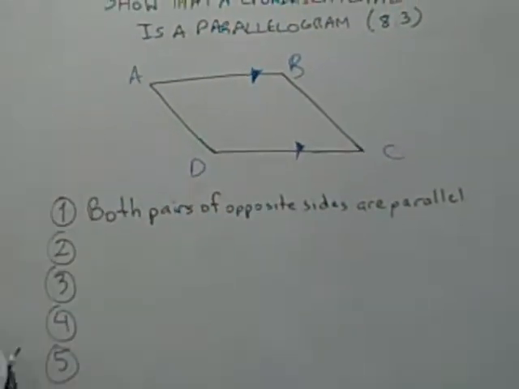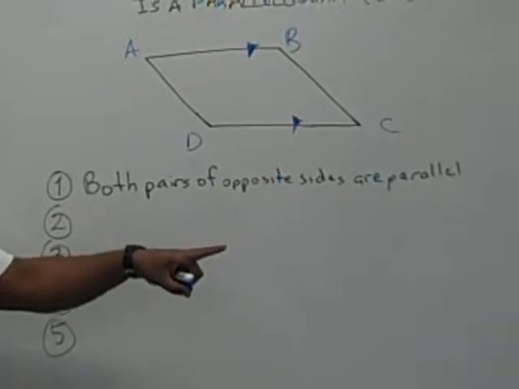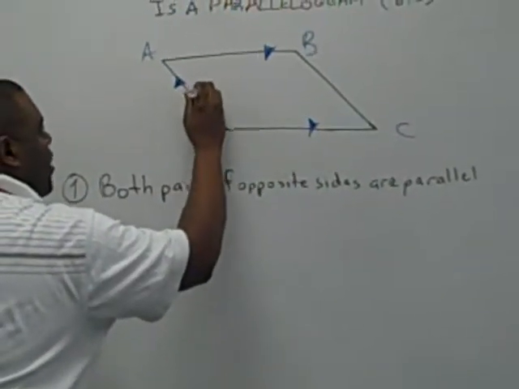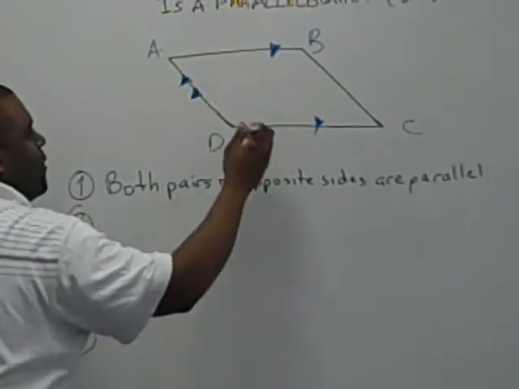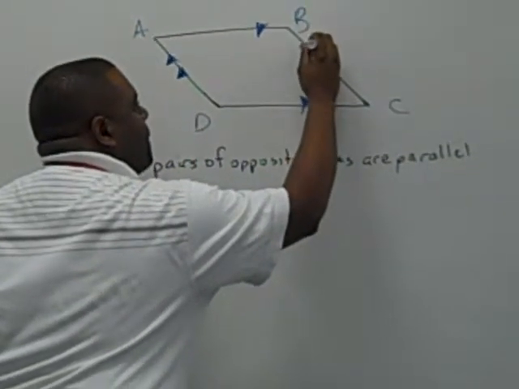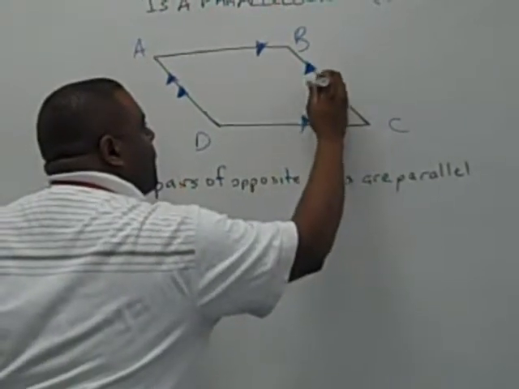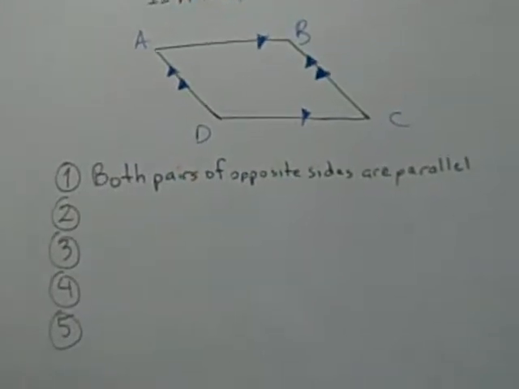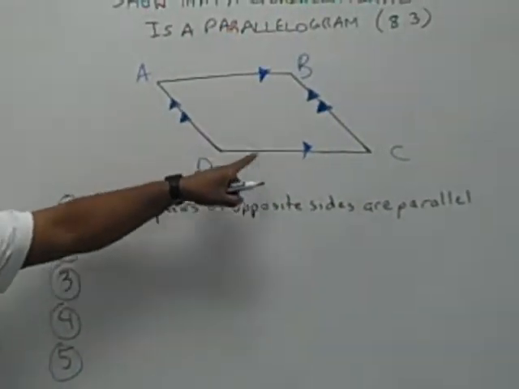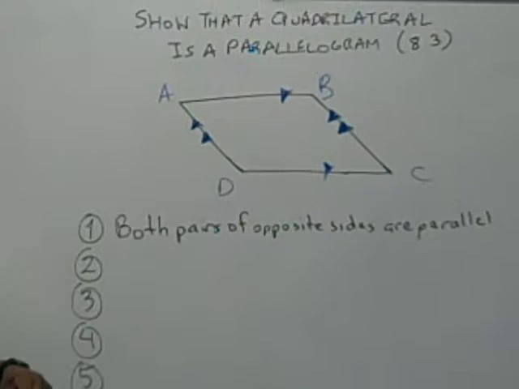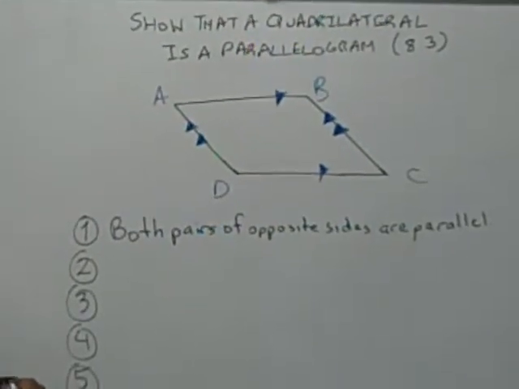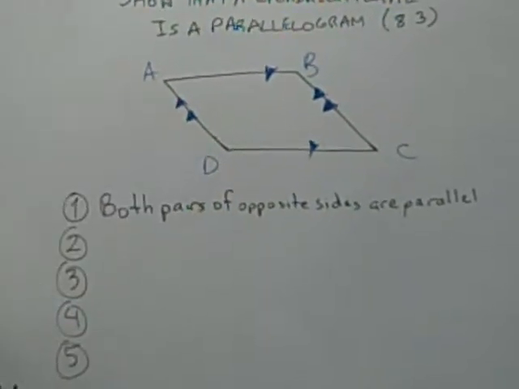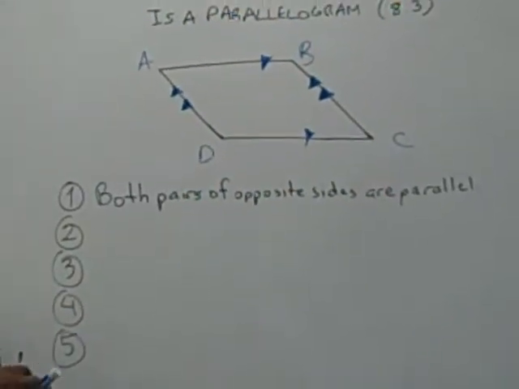Okay. Now, since it says both pairs, we're going to go ahead and do this on both segments. Remember, CD and AB are opposite sides, so that means they're showing that they are parallel. AD and BC are opposite sides, and we have shown that they are parallel. Okay? Now, what else have we learned?